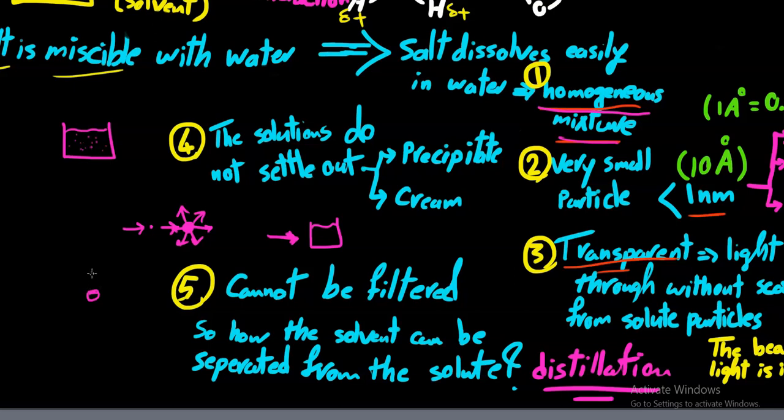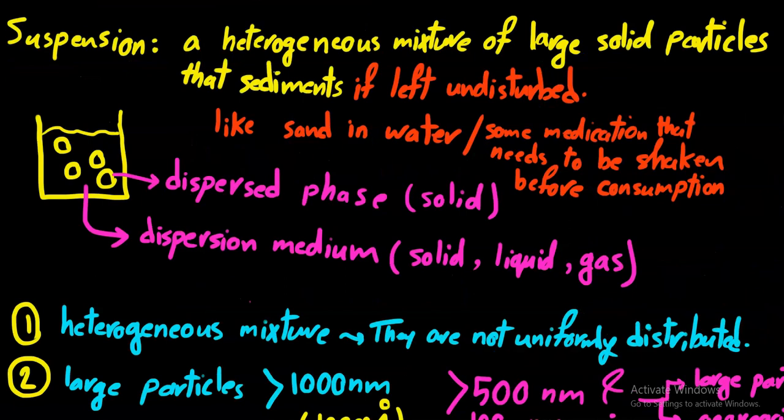So all of them pass through the holes of the filter paper, so we cannot separate the solute and the solvent with the filter paper. So filtration doesn't work in the separation of the solute and the solvent. But how can we separate out the solvent and the solute? With distillation, and we are gonna talk about distillation in our next videos.